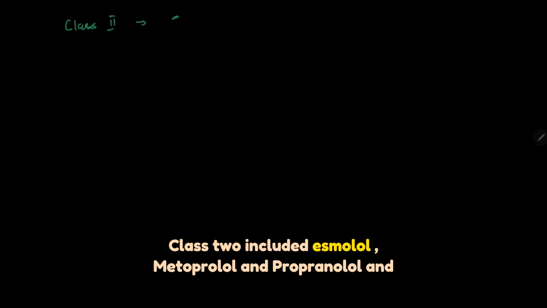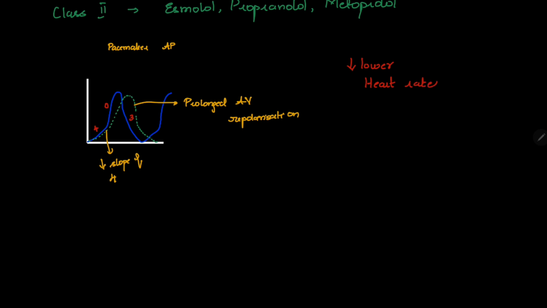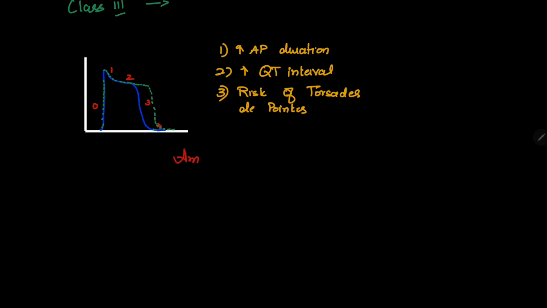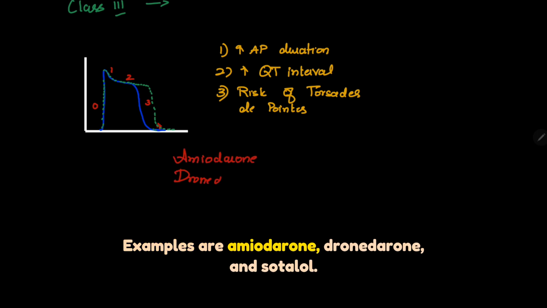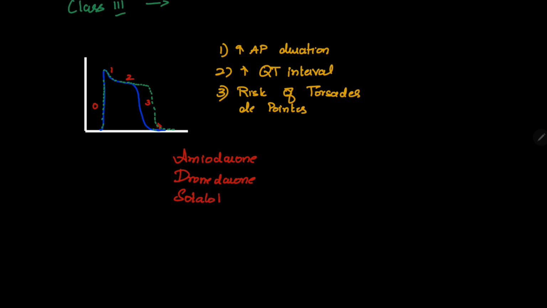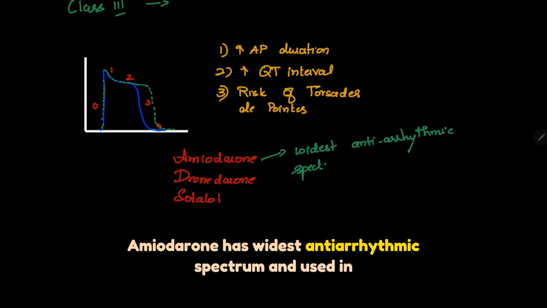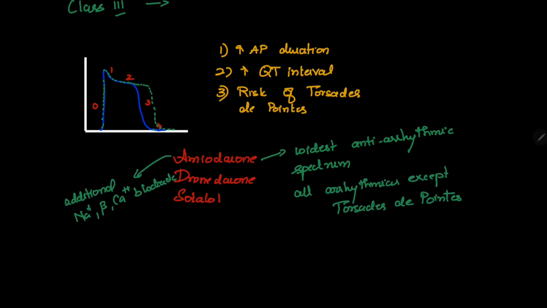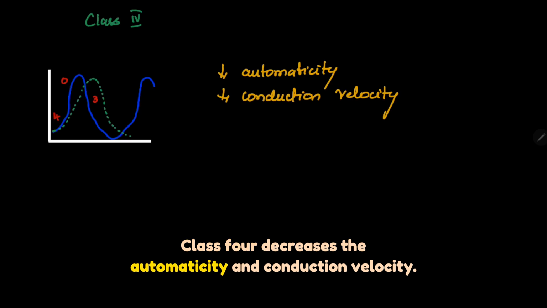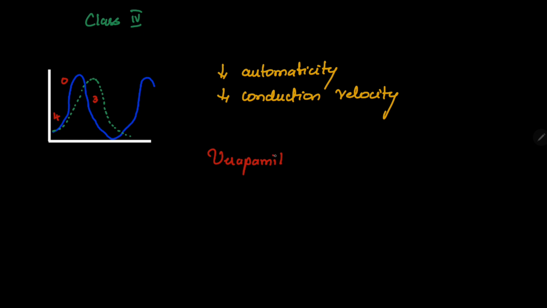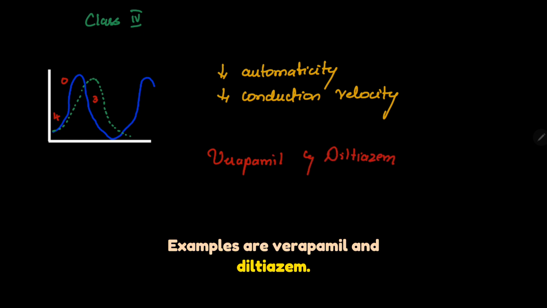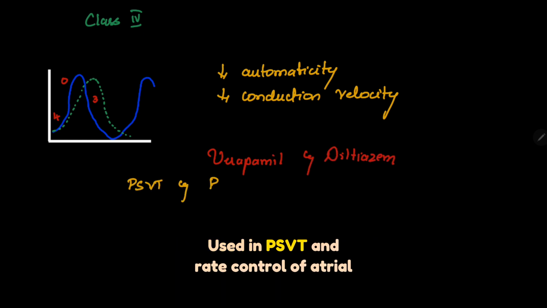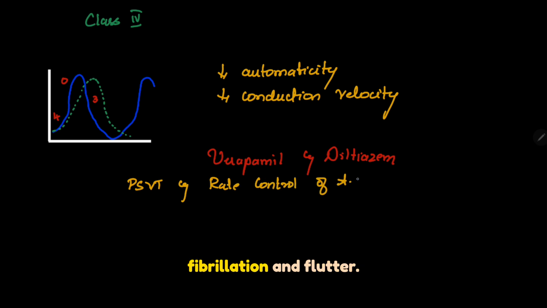Class 2 includes esmolol, metoprolol and propranolol and are used to lower heart rates. Class 3 agents prolong the refractory period and action potential duration. Examples are amiodarone, dronedarone and sotalol. Amiodarone has the widest antiarrhythmic spectrum and is used in all arrhythmias except torsades de pointes. Class 4 decreases the automaticity and conduction velocity. Examples are verapamil and diltiazem. Used in PSVT and rate control of atrial fibrillation and flutter.